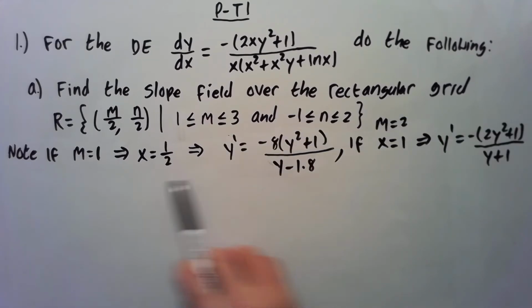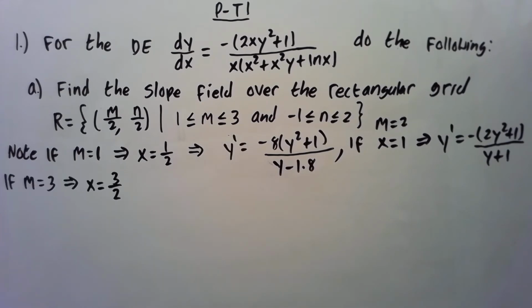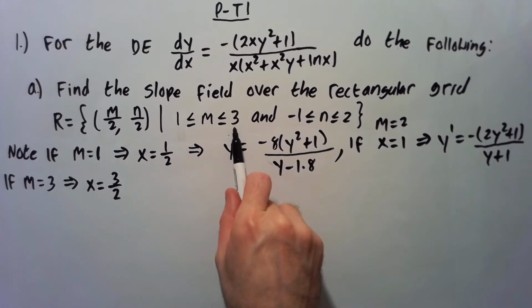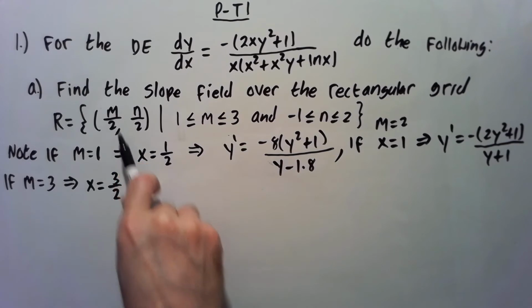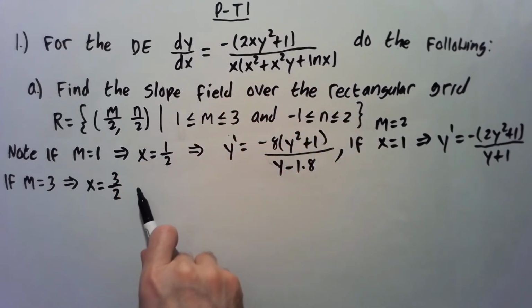So summarizing, we have this. We still have to do m is 3, so let's do that next. When m is 3, that's the last value m can be, then x would be 3/2. So let's put 3/2 in place of x up here for my dy/dx. Doing that, we get this.